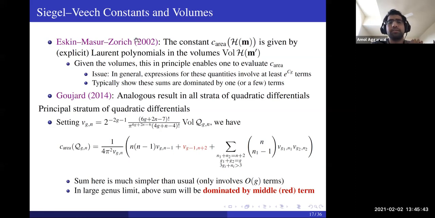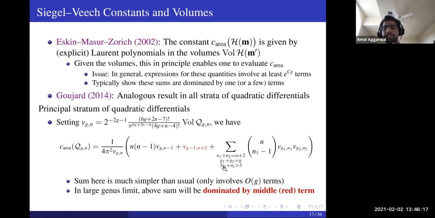So this is all in the context of holomorphic differentials. There's a similar story in the case of quadratic differentials, and I'll just state an explicit formula. So if I let this V_g(n) denote the volume of Q_g(n) after normalizing by a certain constant, then this area Siegel-Veech constant is equal to, okay, you can see it here, it looks a little bit like the Virasoro constraint actually. It's some rational function in these V_g's, basically.